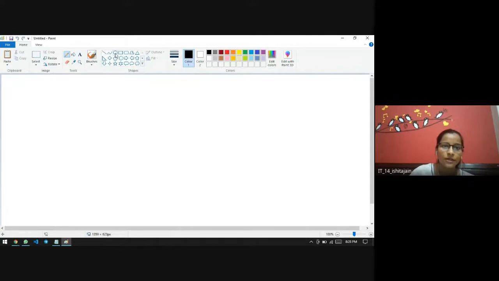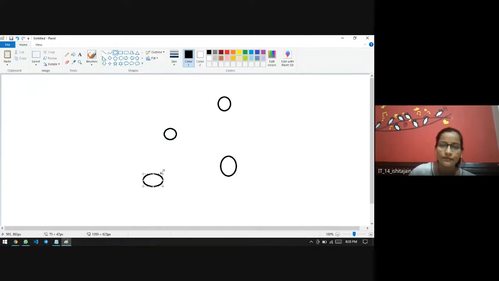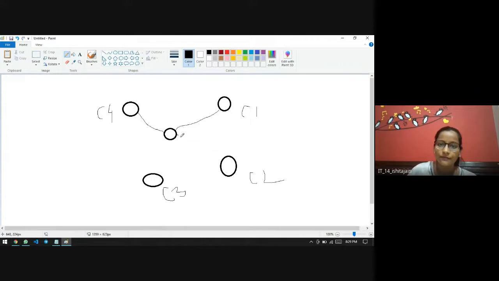Sir, it works like this: if this is our host and these are clients, suppose this one is client C1, C2, C3, and C4, and all these clients are connected to the server. This is our server or the host.